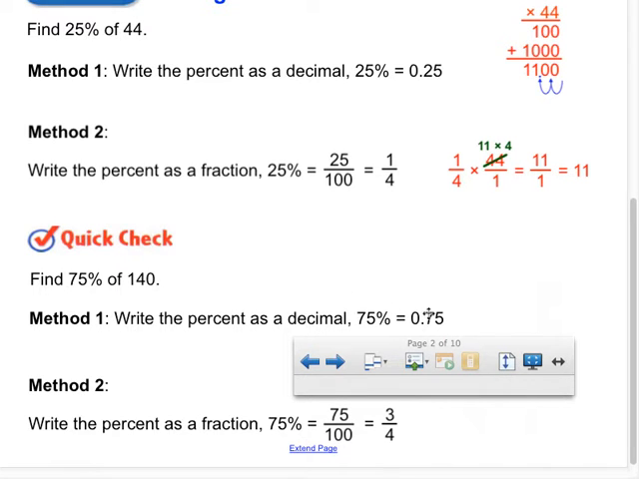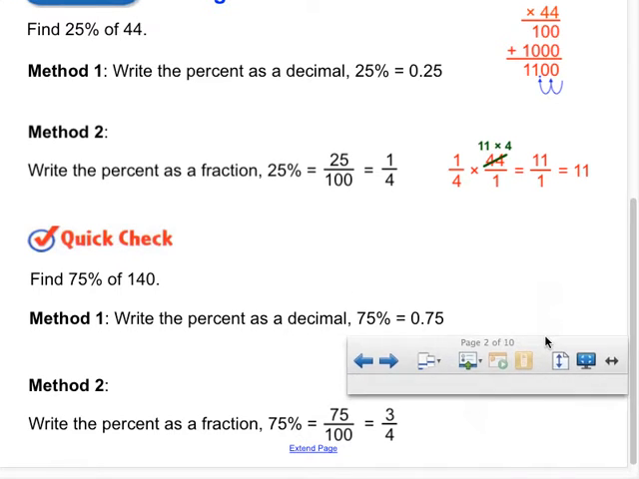Okay, so who can walk me through the first example? Who found the percent as a decimal by multiplying?